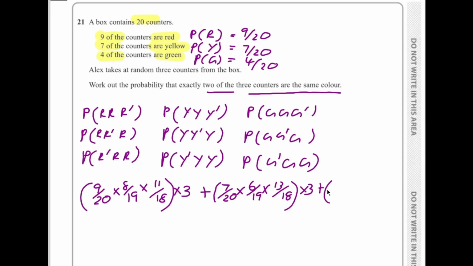Plus, let's move on to the green one. Green is 4 over 20. Second turn, 3 over 19. Not green: how many not greens are there? There are 16 not greens, then 16 over 18. And I'm getting 3 such sets. So let's simplify this using the calculator.